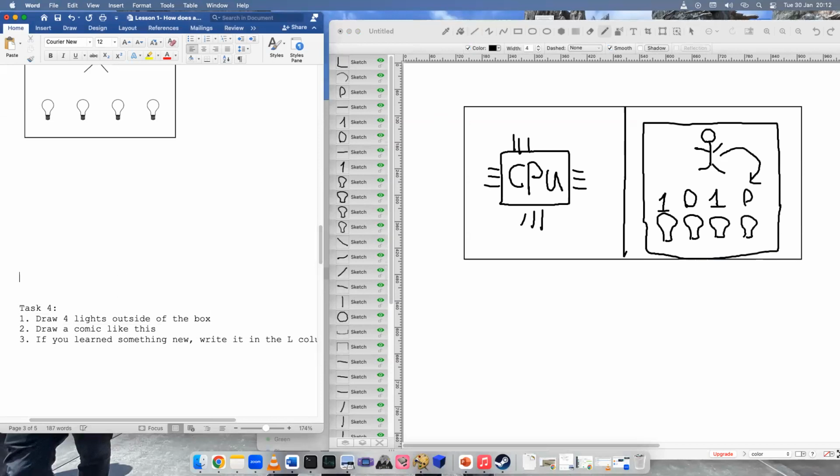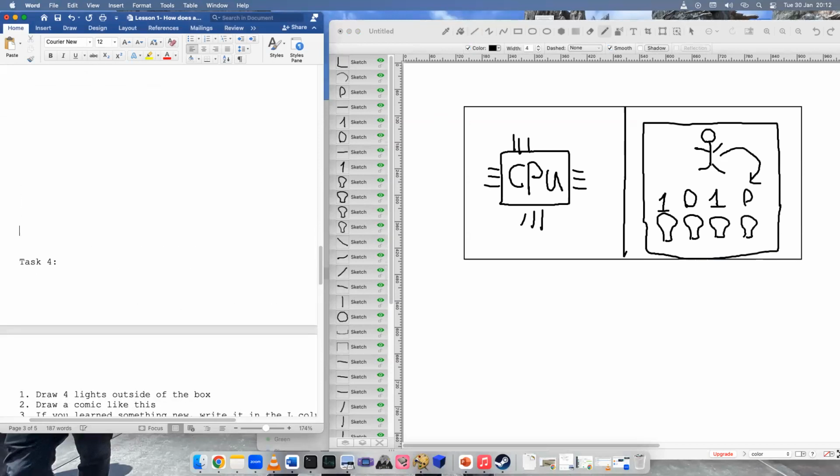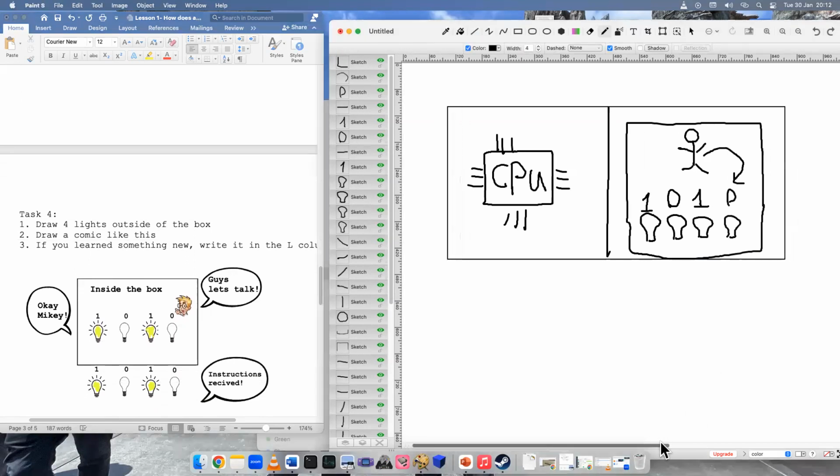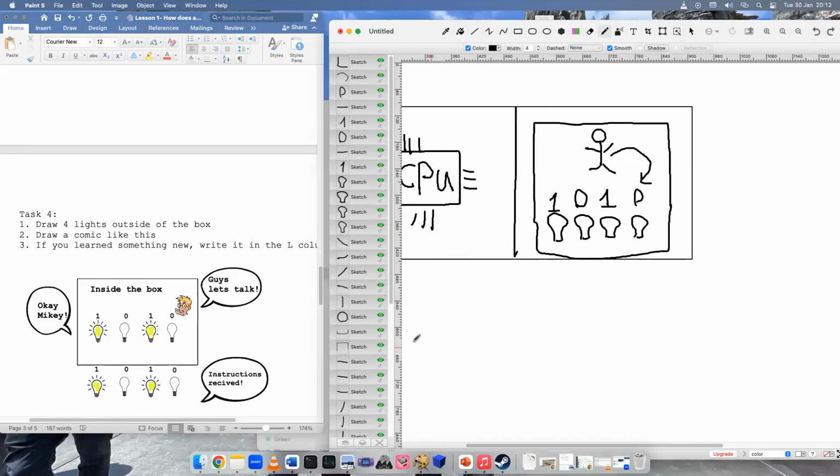Well, everything's a little funny. Let me just move it down. Okay. Now, let's move it over here. I want you to draw 4 more bulbs. These bulbs are going to be outside of the CPU. So outside of your box, 1, 2, 3, and 4.